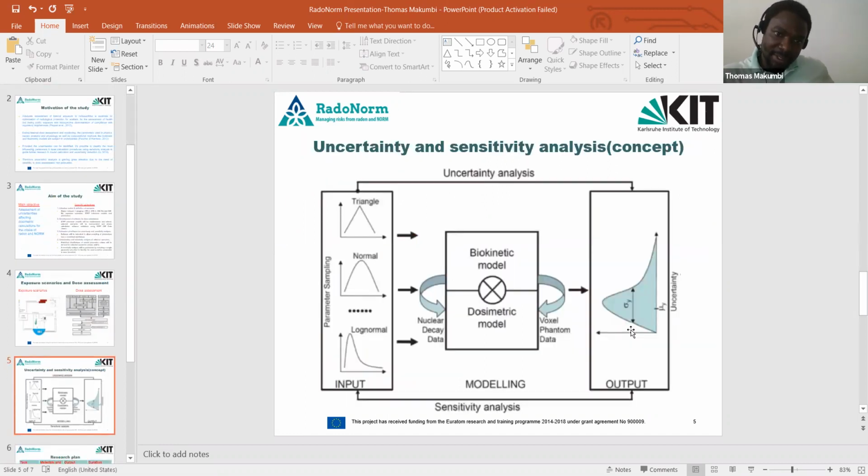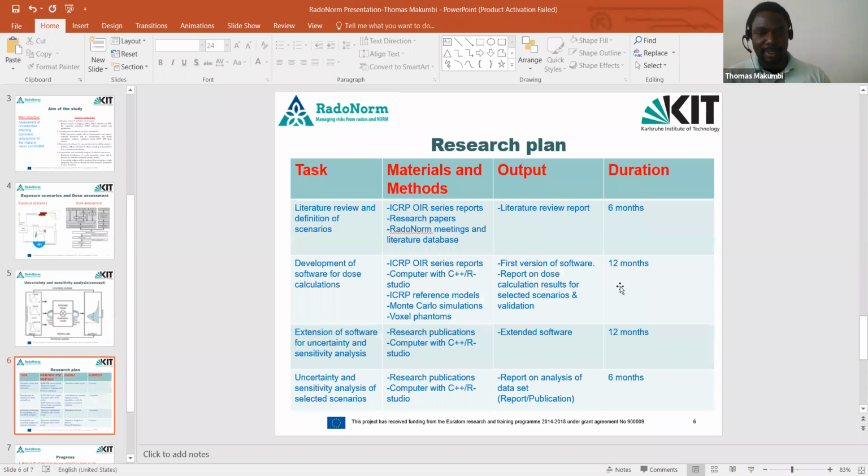Now, if I move to the next slide, we have the concept of the uncertainty and sensitivity analysis. First of all, I will have a distribution of the model parameters. The distribution can be triangular, log normal or normal. And then this sampling of these model parameters will be applied to the biokinetic and dosimetric models, and we'll be able to calculate the doses. So depending on the value of the parameters chosen, the dose will vary that way, as shown by this variation on the x-axis. So that is basically the concept of uncertainty and sensitivity.